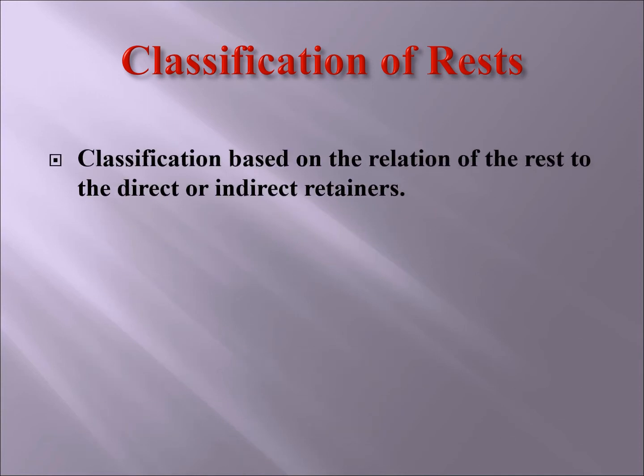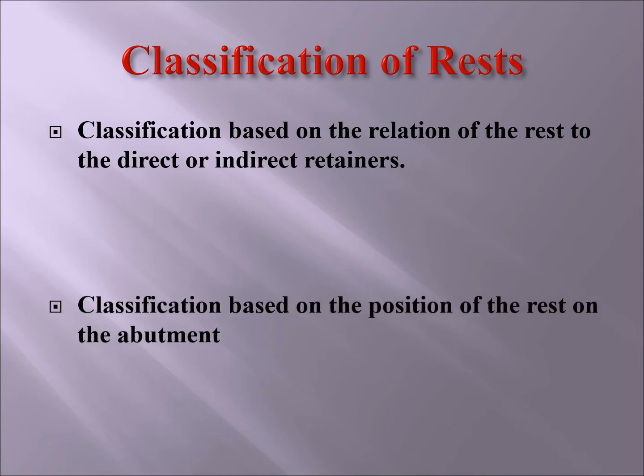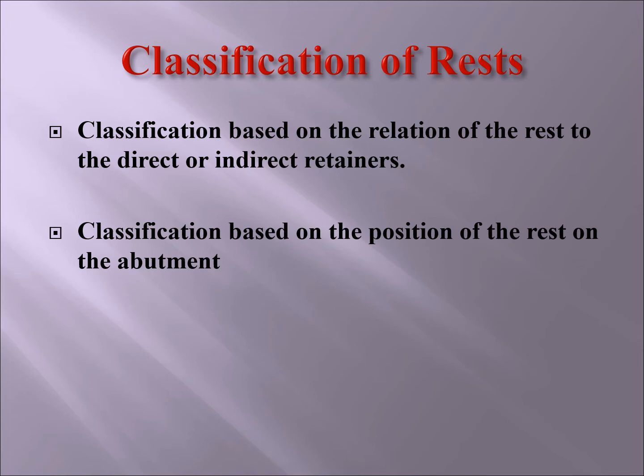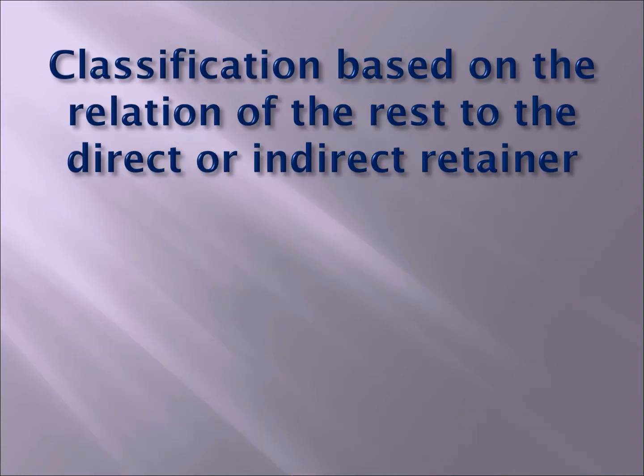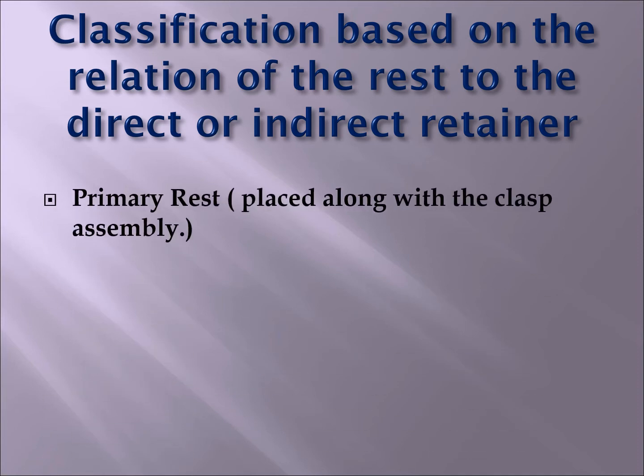Classification of the rests. We have two classifications. There is a classification based on the relation of the rest to the direct and or indirect retainers, and also the classification based on the position of the rest on the abutment. Regarding the first classification, there are primary rests. These are placed along with the clasp assembly.